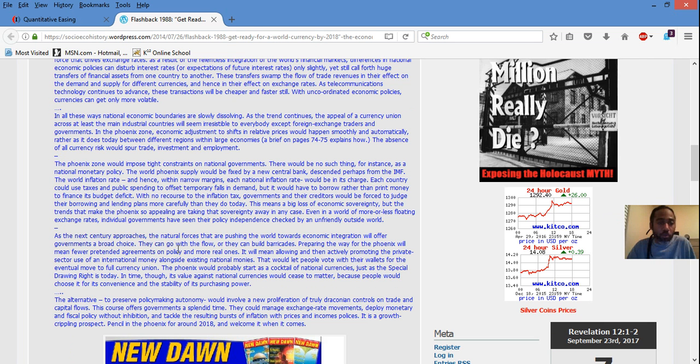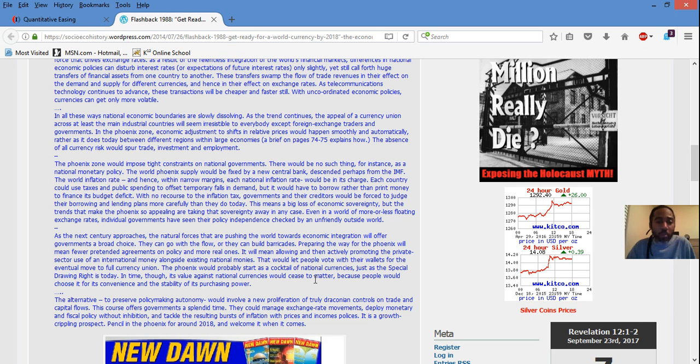It said, as the next century approaches, the natural forces that are pushing the world towards economic integration will offer governments a broad choice. They can go with the flow or they can build barricades. Preparing the way for the phoenix will mean fewer pretend agreements on policy and more real ones. It will mean allowing and then actively promoting the private sector use of an international money alongside existing national monies. That would let people vote with their wallet for the eventual move to full currency union.